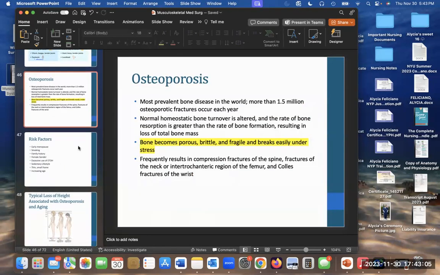Now, in osteoporosis, the bone becomes really porous, brittle, and fragile. This is because the bone is undergoing a lot of bone resorption: osteoclasts that break down the bone are being released more than the osteoblasts, the ones that form the bone. So bone is breaking down at a greater rate than it's being fixed. That is a problem. That means they're at risk for fractures.